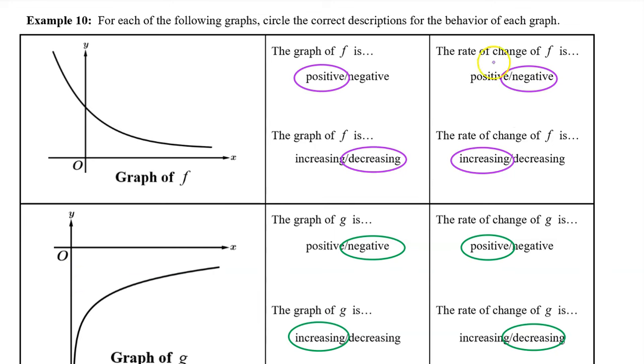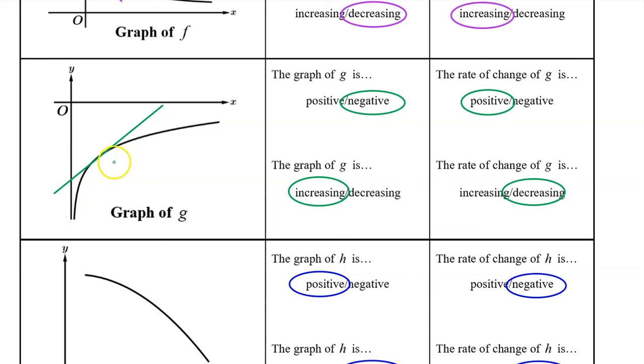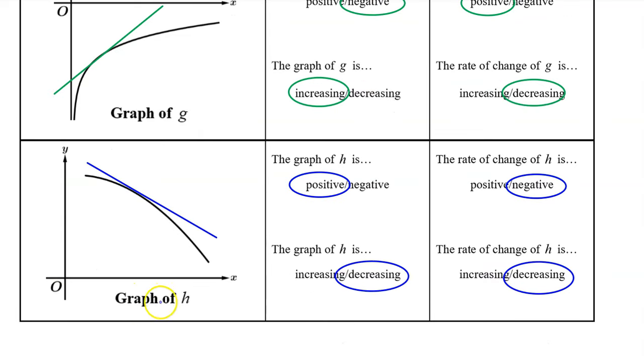One more thing. Another way to determine whether the rate of change is positive or negative is to remember that rate of change means the slope on a graph. For the graph of f, the slope of a tangent line is negative, therefore the rate of change is negative. For the graph of g, the slope is positive, so the rate of change is positive. And on the graph of h, the slope of the tangent line is negative, so the rate of change is negative.